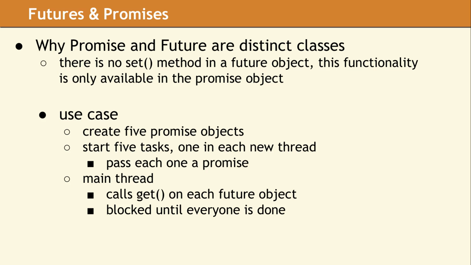In this use case, we start 5 threads and pass a unique promise to each one. The main thread simply gets the values from all the futures in turn. As soon as all 5 tasks are complete, then all 5 calls to get will be unblocked and the values will all be available to the main thread.